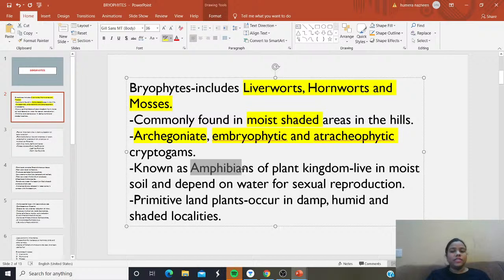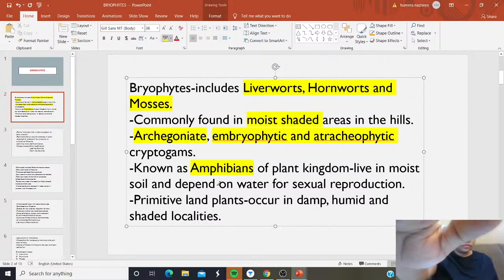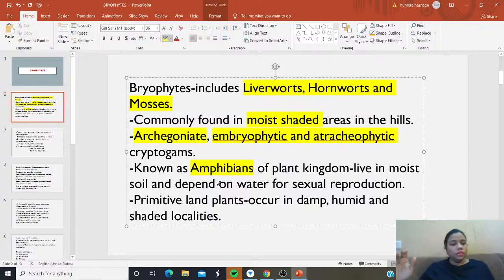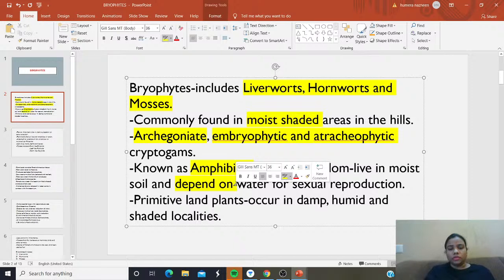And why are they called the amphibians of the plant kingdom? Because they live in moist soil and they depend on water for sexual reproduction. Hence, they are called the amphibians of the plant kingdom.